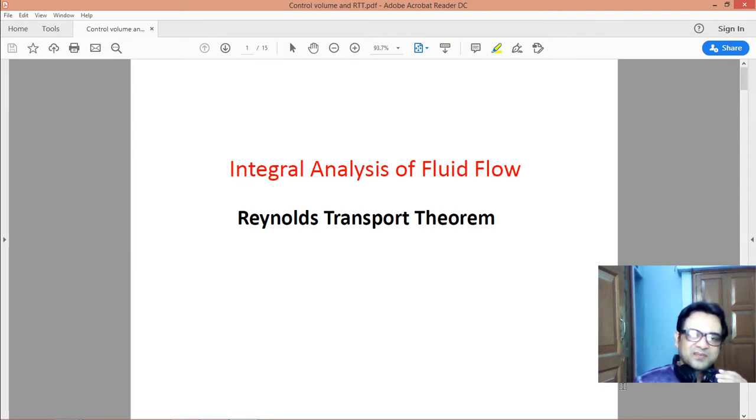Similarly, if we are interested to find out the total lift force acting on an aerofoil, then it is the integral analysis. But if we are interested to find out the pressure distribution over the aerofoil, then it is the differential analysis. So the Reynolds transport theorem is very important in the integral analysis, and we will discuss more about this.